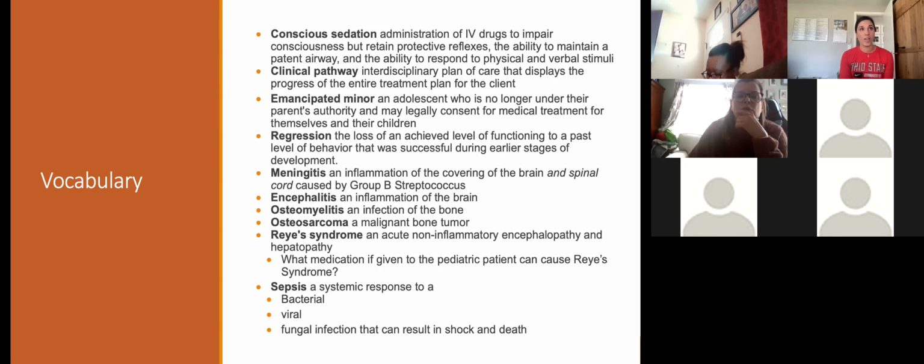A clinical pathway is going to be an interdisciplinary plan of care that displays the entire treatment plan for the patient. So this is going to be really big picture. We're going to have everybody that touches the patient involved. So this is like our nice big snapshot of everything that's going to happen the entire length of hospitalization. So we have to make sure that we have all the different parties involved. And that's our clinical pathway.